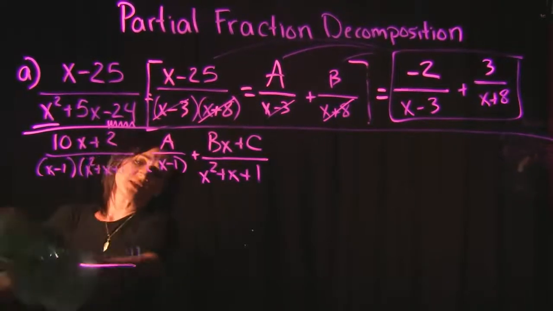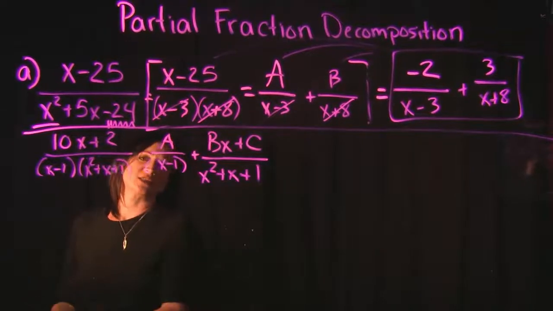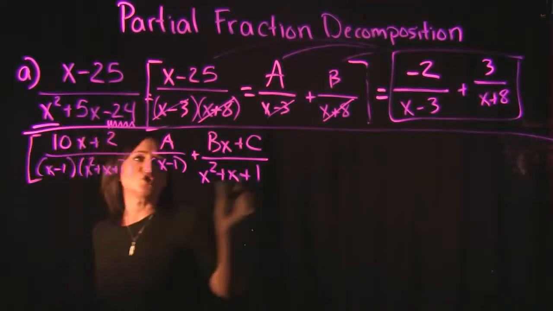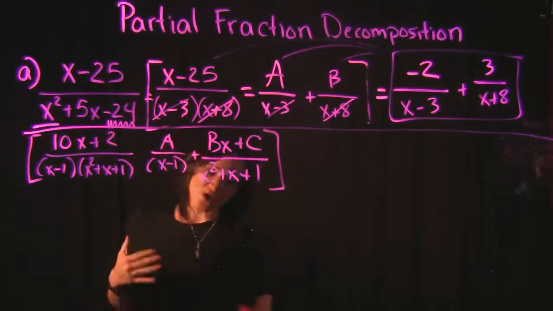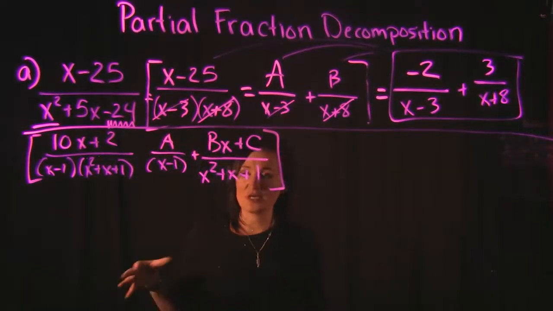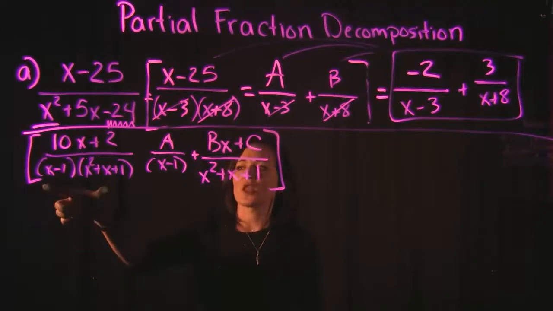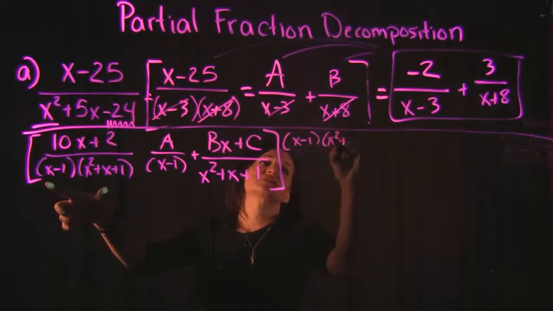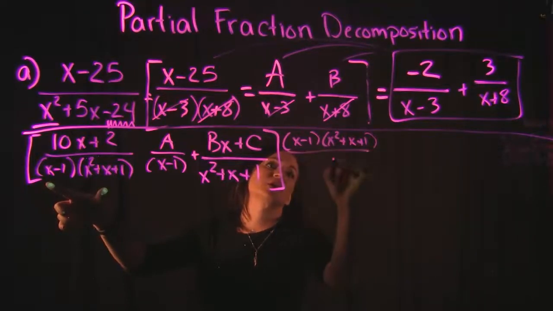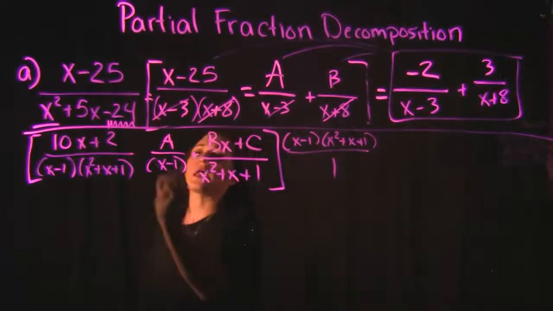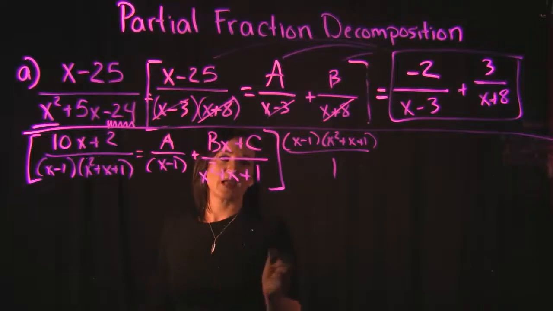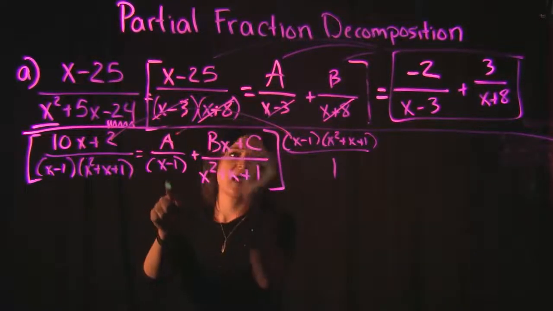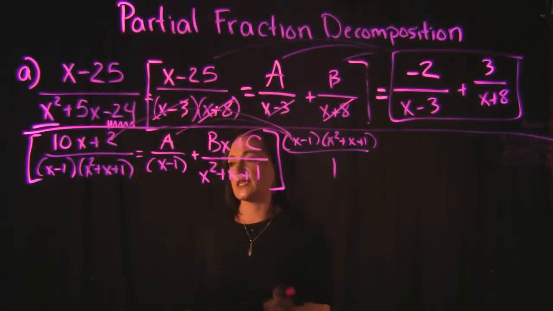Because remember, after you split this up into its fractions, the next step says to multiply the entire equation by the lowest common denominator. That lowest common denominator is the x minus 1 times the x squared plus x plus 1. So again, that means we're going to do 3 multiplications here: times our original, times the a, times the bx plus c.